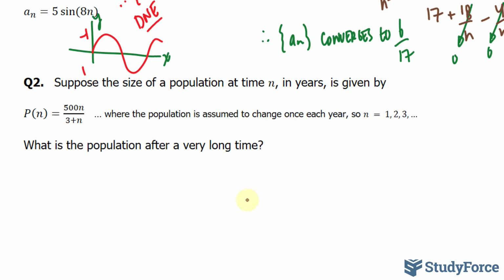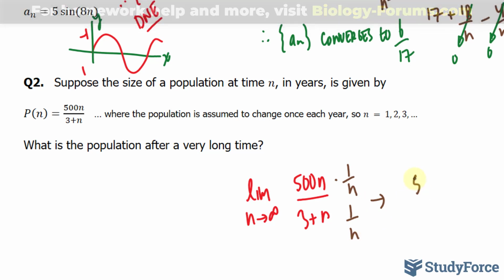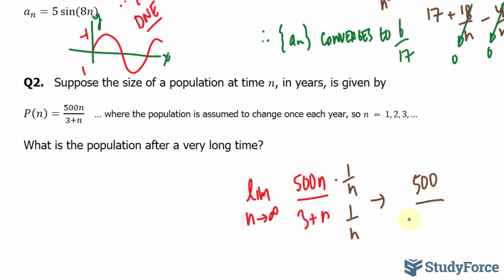This question is no different than the previous one, so we'll take the limit as n approaches infinity, and our function is 500n over 3 plus n. Substituting infinity into n, or a very large number, will give us infinity over infinity. So we need to algebraically manipulate this. I'll multiply the numerator by 1 over n and the denominator by the same thing. This ends up giving me 500 at the top, and at the bottom, 3 over n plus 1.